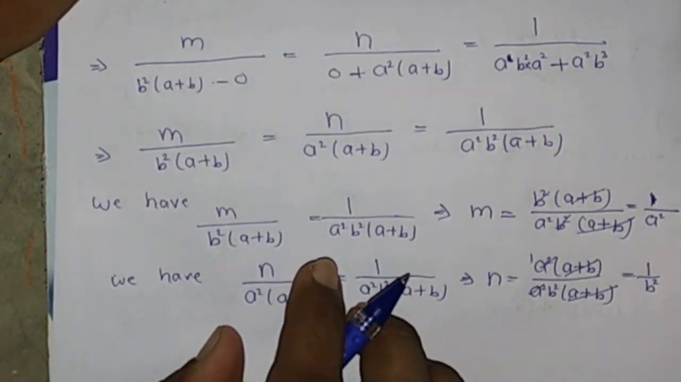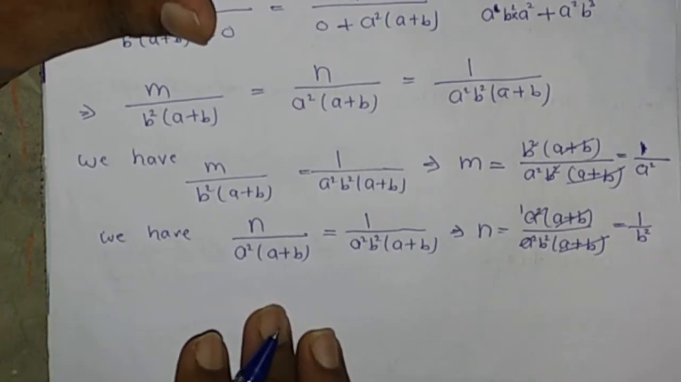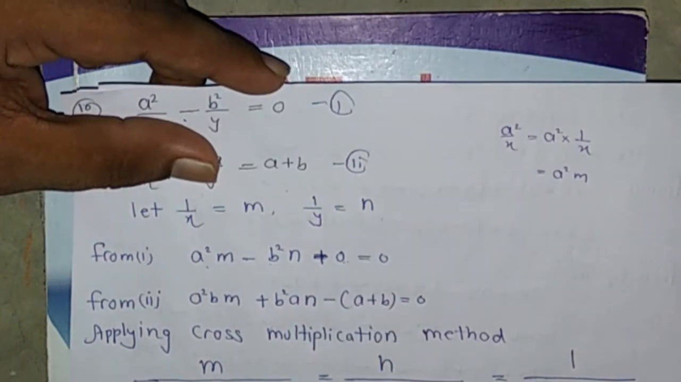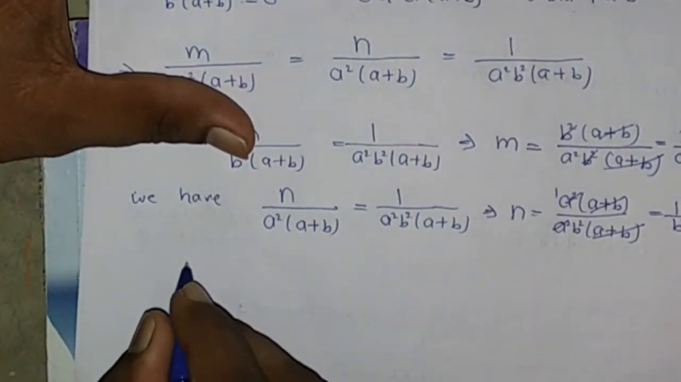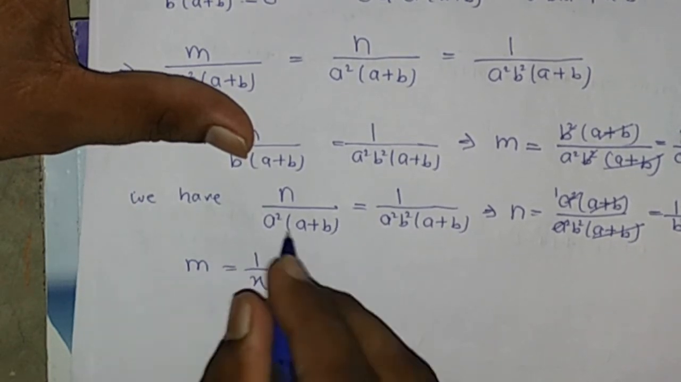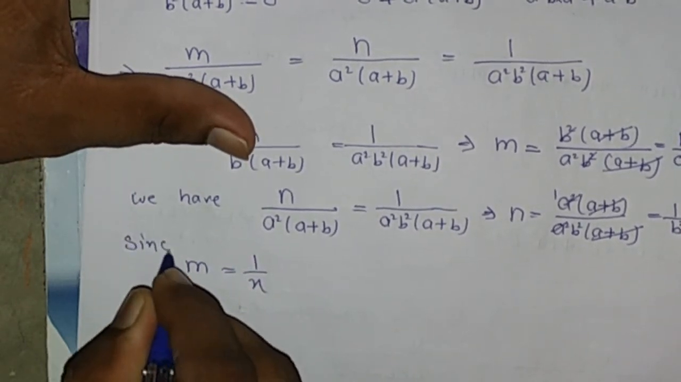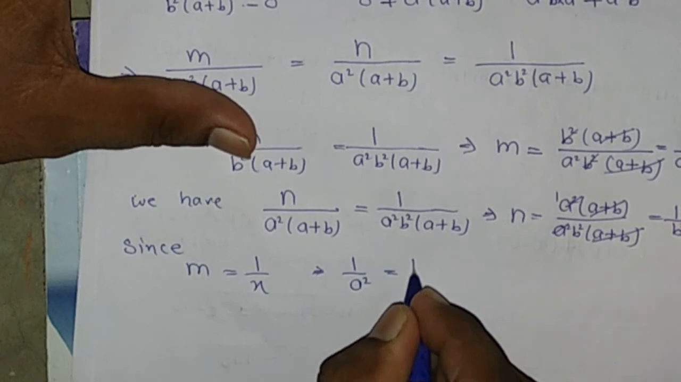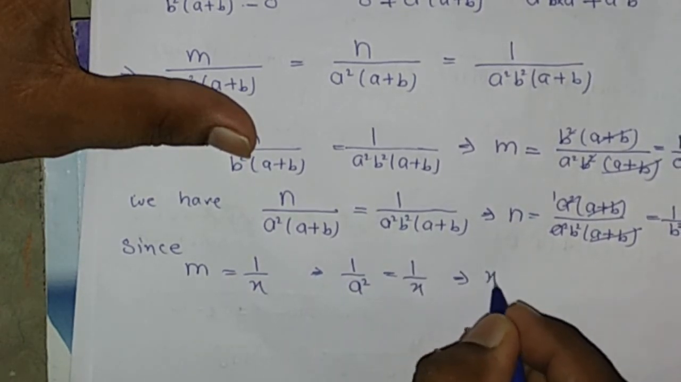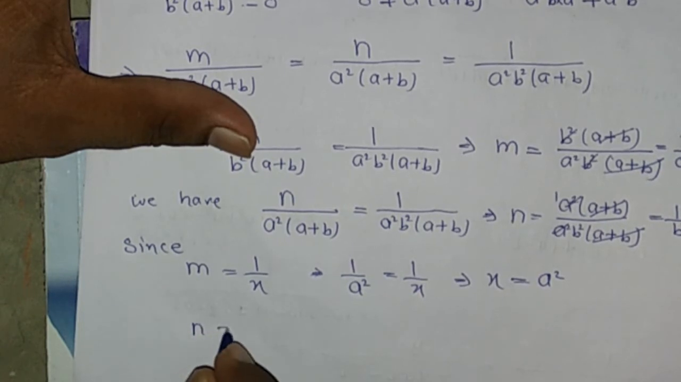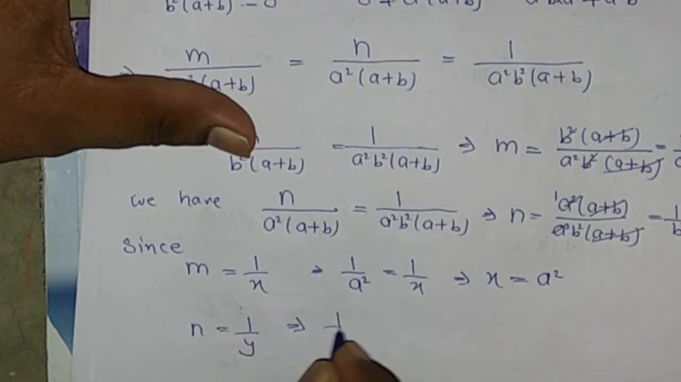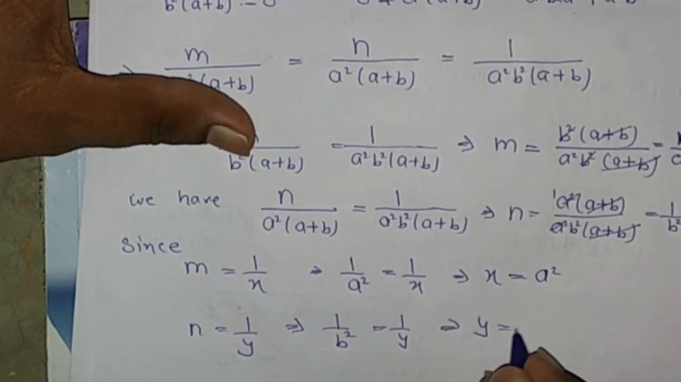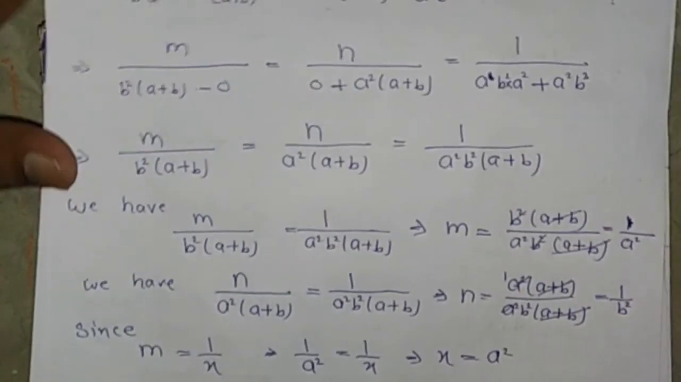But we have to find the value of x and y, and m equals 1 by x, n equals 1 by y. Then m equals 1 by x. Put the value of m: 1 by a square equals 1 by x. Then x equals a square. Now n equals 1 by y. Put the value of n: 1 by b square equals 1 by y. Then y equals b square. And it is the solution of the given linear equation.